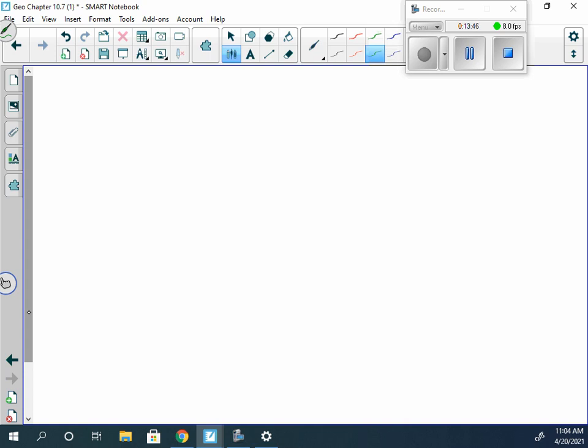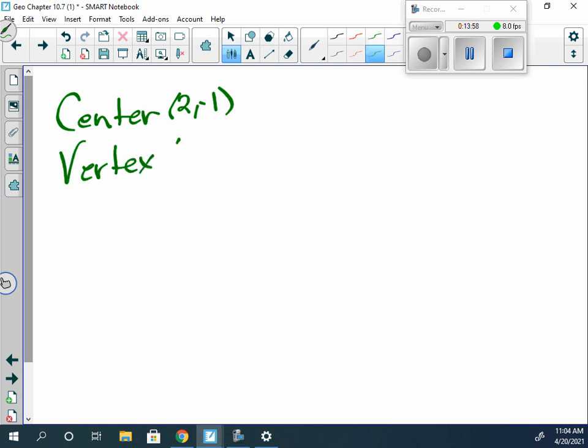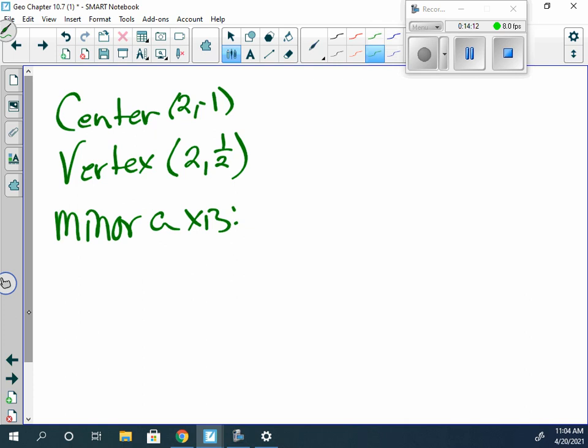So, last one we'll cover. Center is at 2, -1. Vertex, 2, 1/2. Minor axis length is 2. Yeah, they like 2, because luckily 2 is divisible by 2. Always.